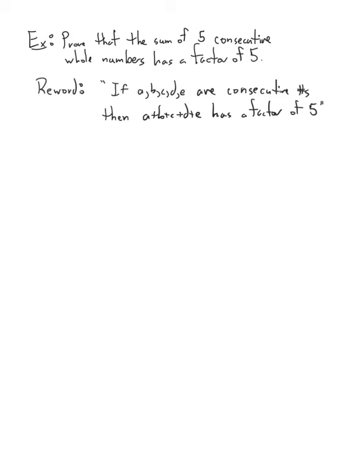So again, pause the video and see if you can do this proof using the other two as examples. Remember what you want to show. If something has a factor of 5, it's going to look something like this. 5 times some whole number. So that's what you'll want to show. So pause the video now and give it a try.